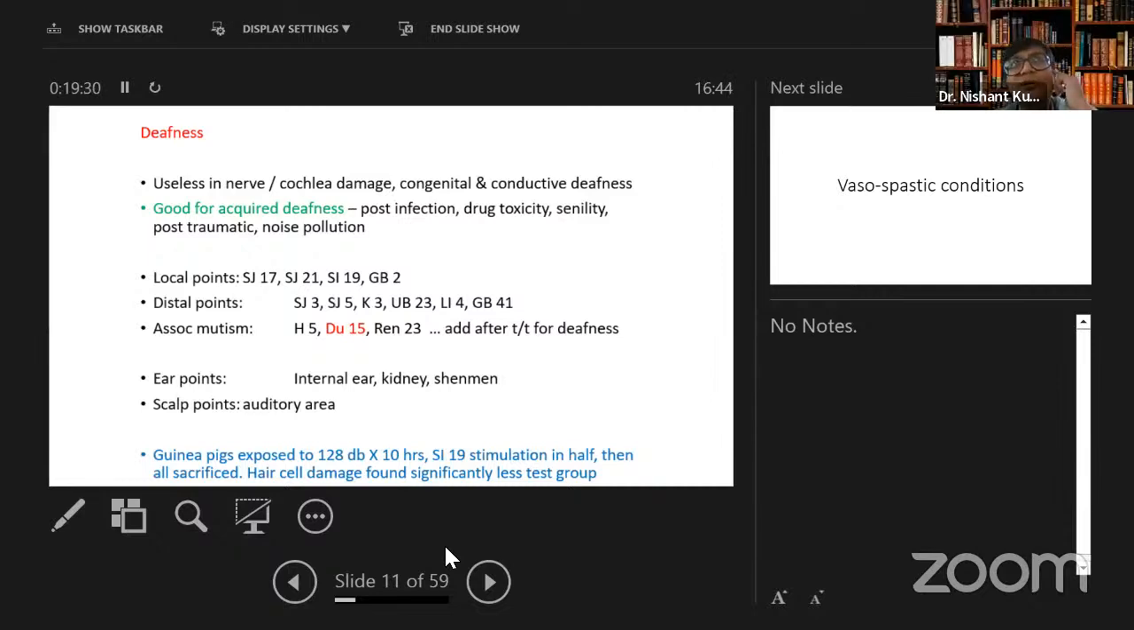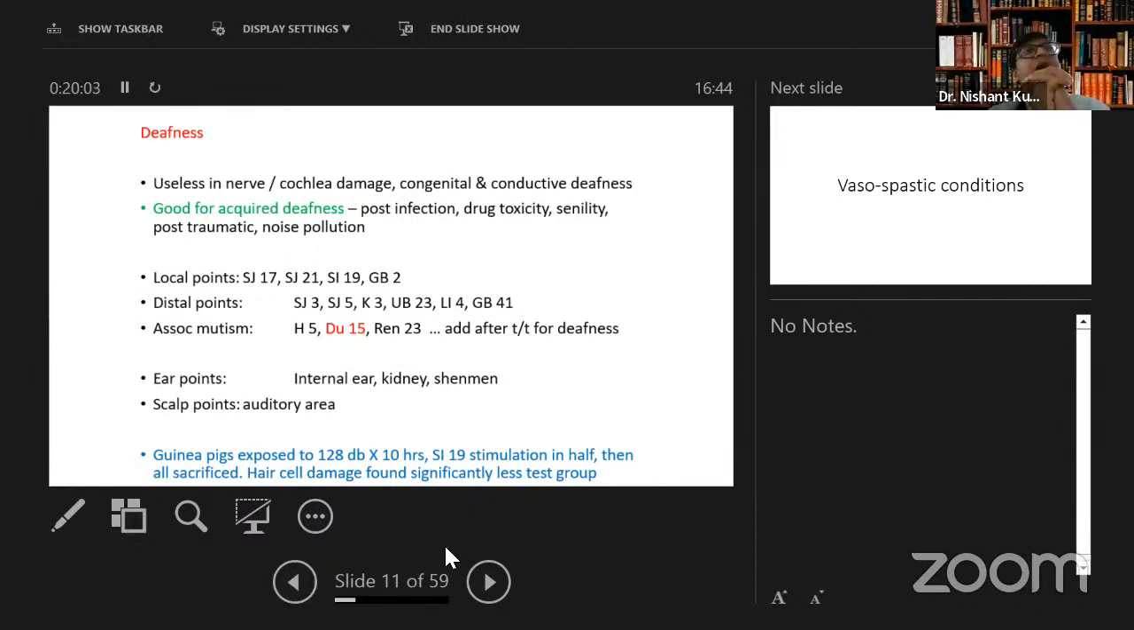यहाँ पे कौन-कौन से पॉइंट्स होते हैं? GB2, so one needle will cover these 3 points, ear points, right? Distal points are Sanjay 3, Sanjay 5, kidney 3, UB23, LI4, GB41. Now, if you see for these group of disorders, the same points are being repeated. Okay, so for a particular group of disorders, it is the same points which have to be stimulated.